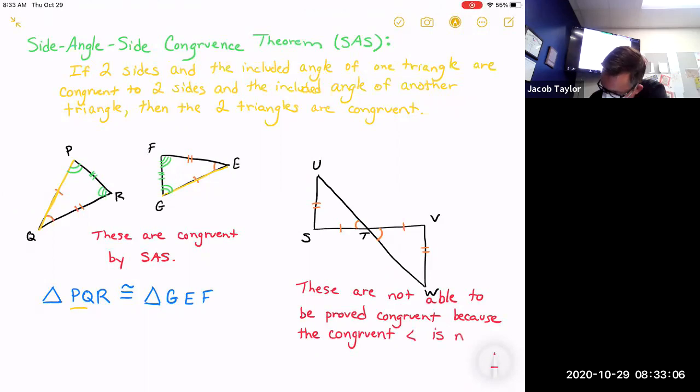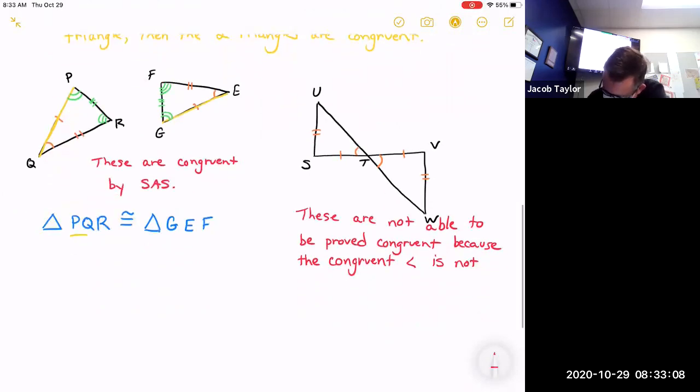Is there an abbreviation for included? INC period. Right. It's not the incorporated angle. This angle is a suburb of a big city. It is not incorporated.